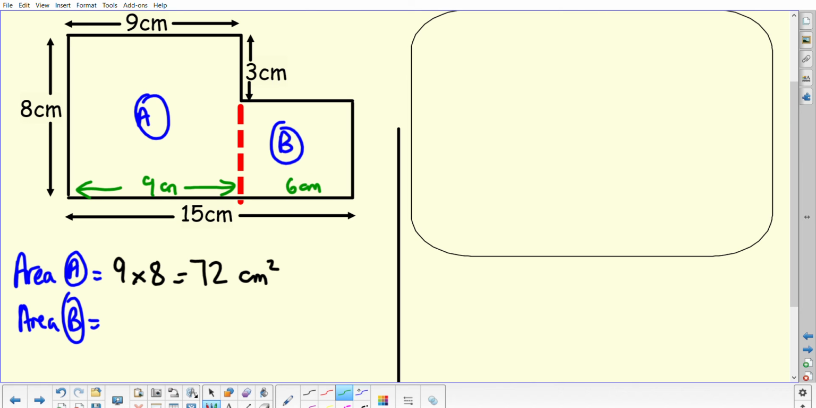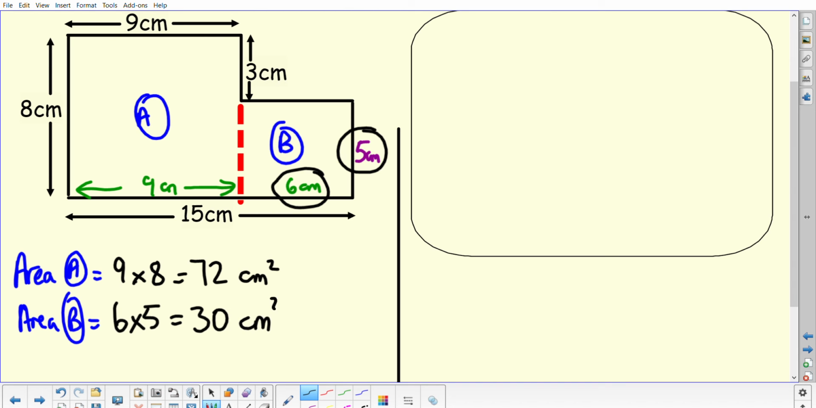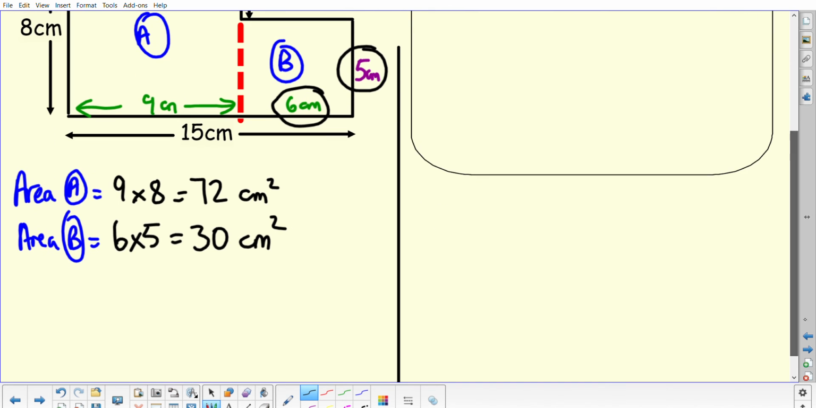Now you can do the same thing going in the other direction. You know that it's 8 centimetres all the way down. So if this little bit here is 3, then this edge, this red dotted bit, would need to therefore be 5. So when you come to work out the area for B, the two measurements that you are using are the 6 and the 5, but you've had to work them out. So you're doing 6 times 5, which gives 30.